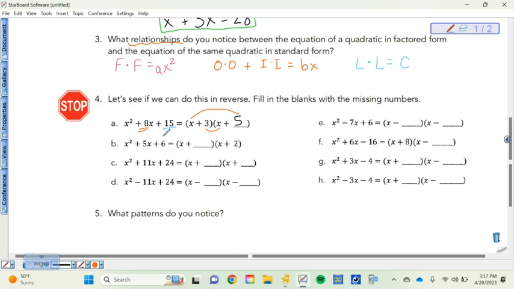8x, right? Okay, so what about B? I'm looking at this last number, and they give me one of them, so I think 2 times what number is going to give me 6? 3, right? And then again, I can check my outers, 2x, and my inners, 3x. Do those add together to get to 5x? Yes, they do. So that works.